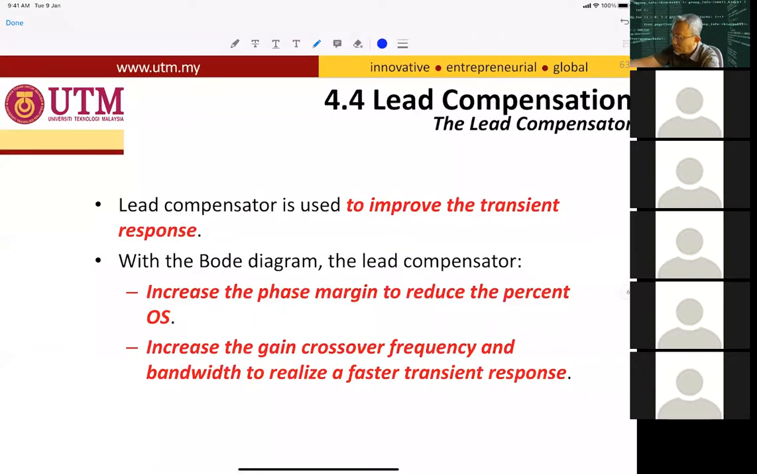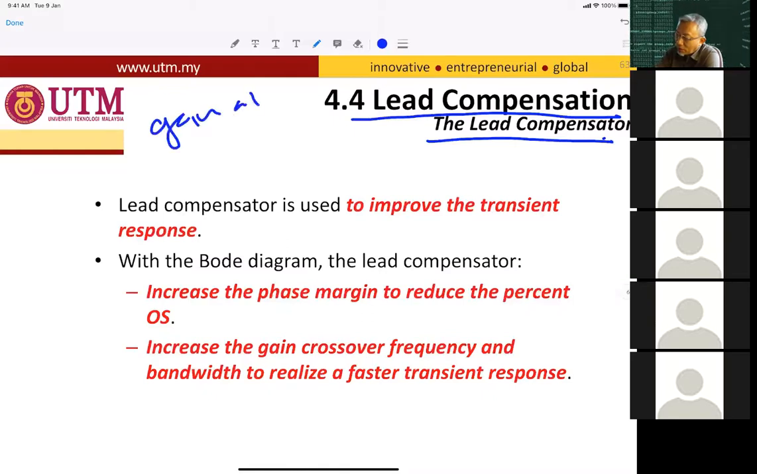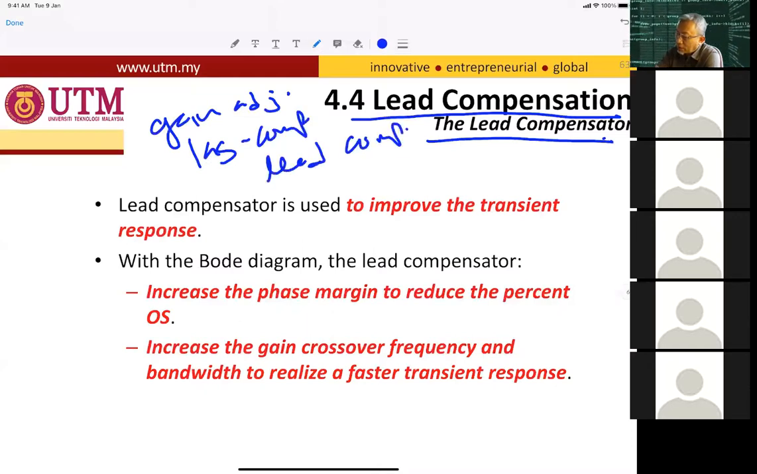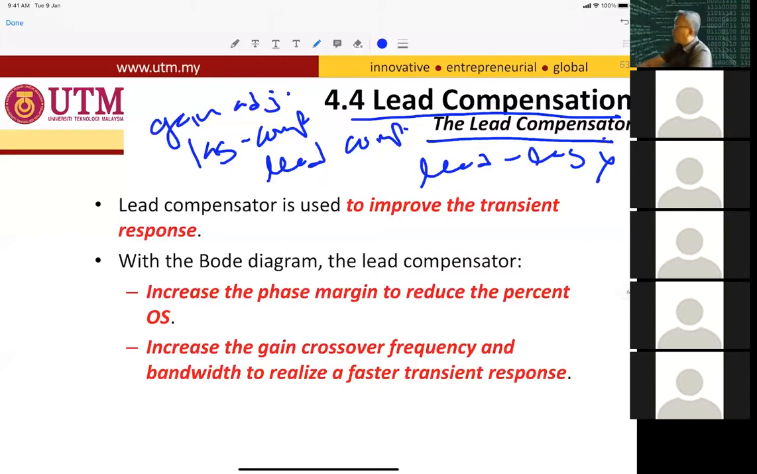Any questions so far? Okay, if there is no question, we move to the lead compensation, the last one. In this chapter, focus on gain adjustment, lag compensator, and lead compensator. Lead-lag can be ignored, because the calculation solution is too long.